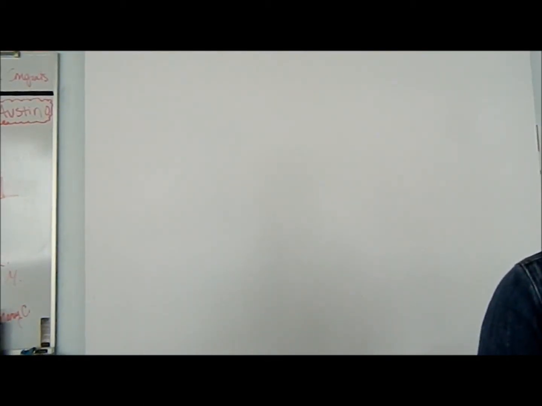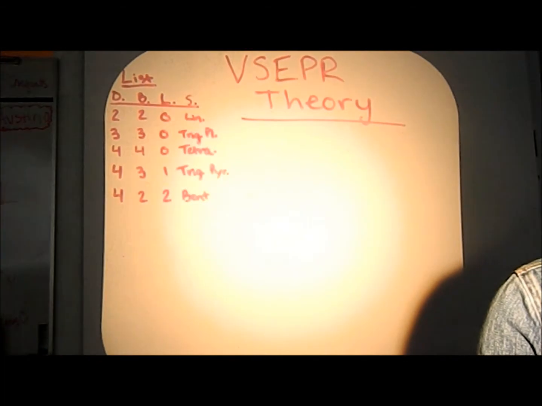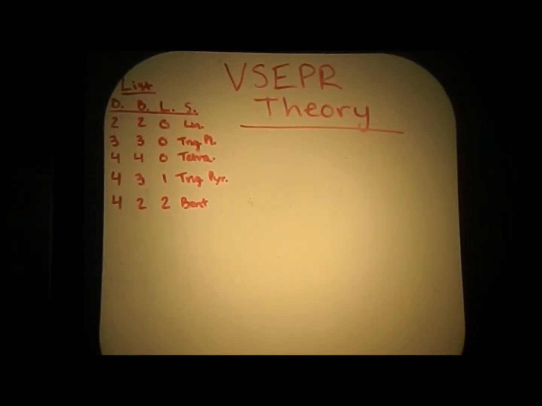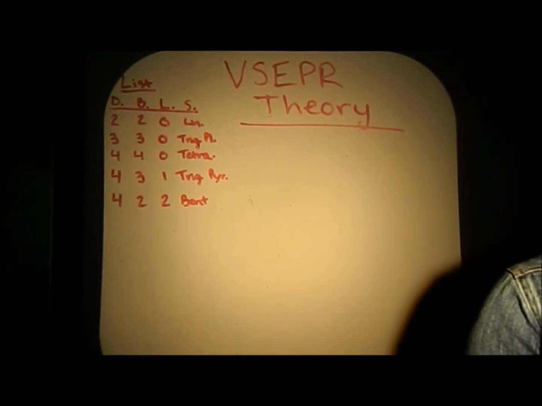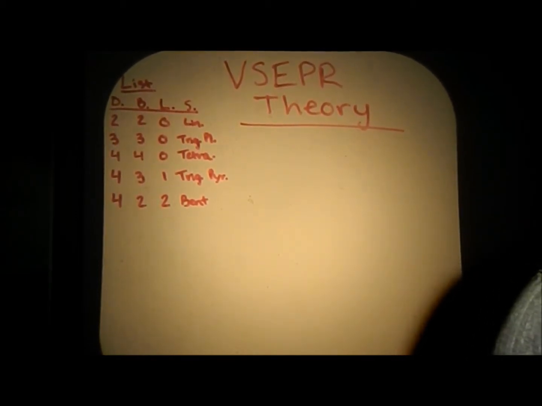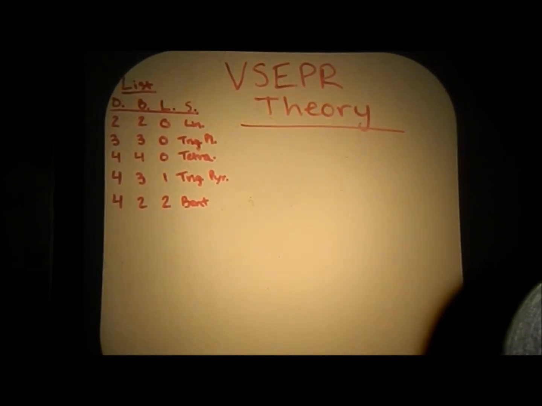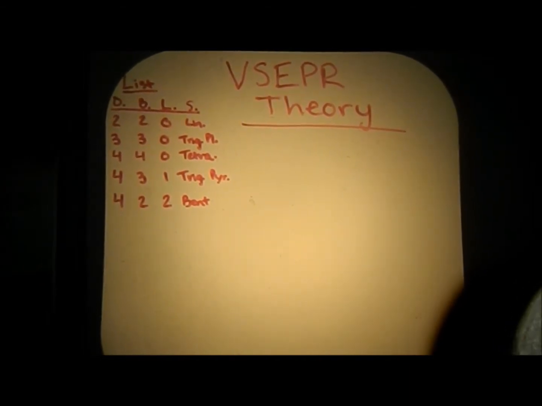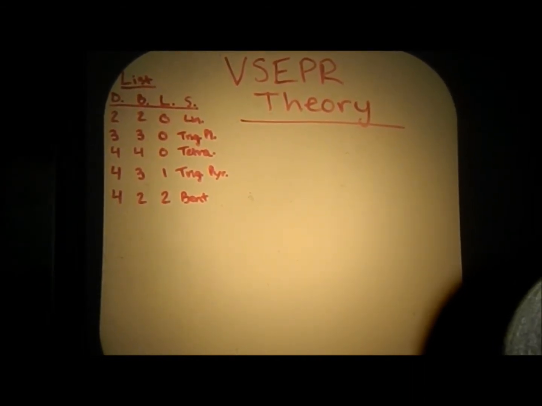Hello everybody, today we will be explaining VSEPR theory. Okay, so we have our reference list over here on the left, and it's going to explain how we're going to end up finding the geometry of the molecule. The D represents how many domains are on the central atom, B represents the bonding pairs on the central atom, L represents the lone pairs on the central atom, and S represents what the actual geometry is going to turn out to be.